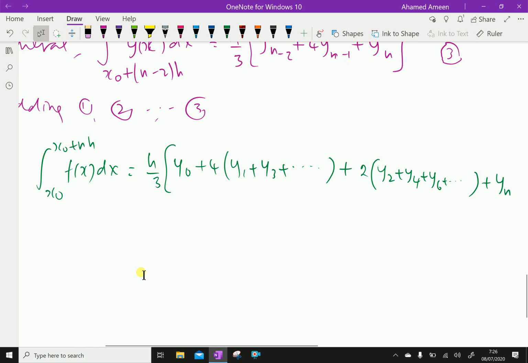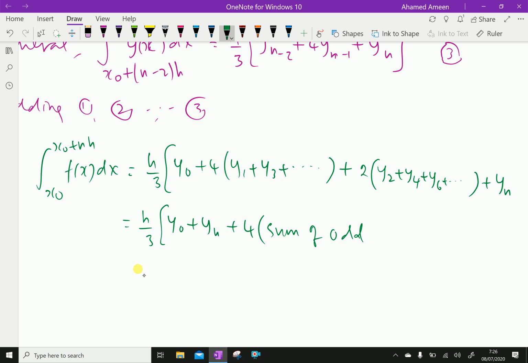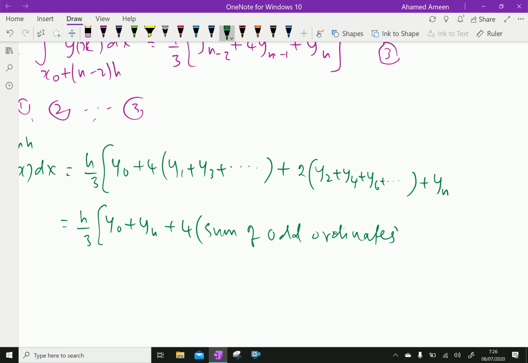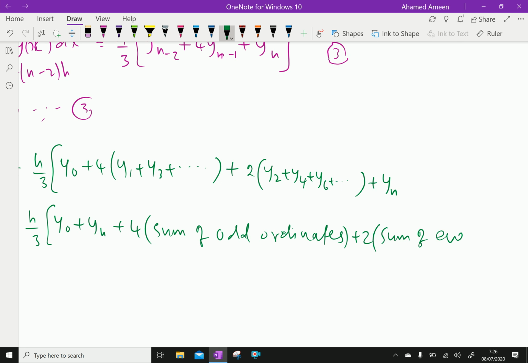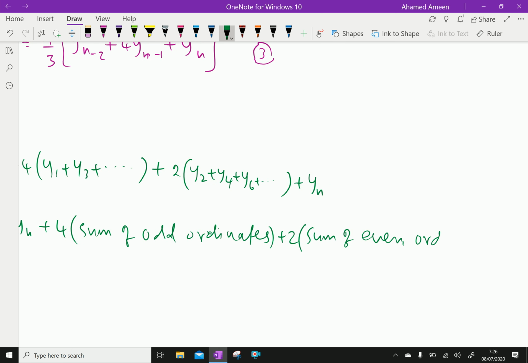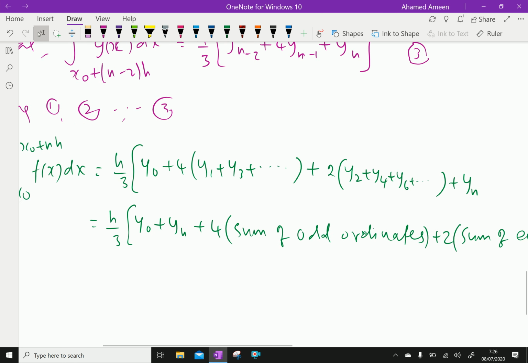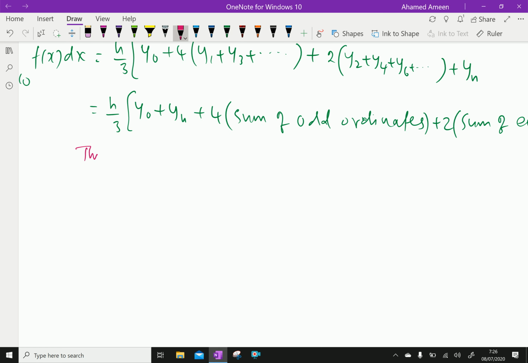So therefore you can write in words: h by 3 of y0 plus yn plus 4 times the sum of odd ordinates plus 2 times the sum of even ordinates. This is called Simpson's one-third rule. This is Simpson's one-third rule.